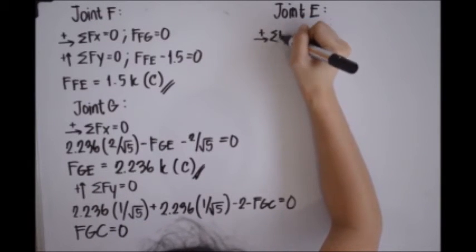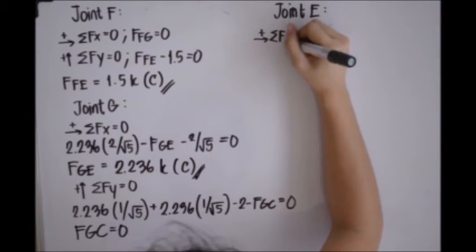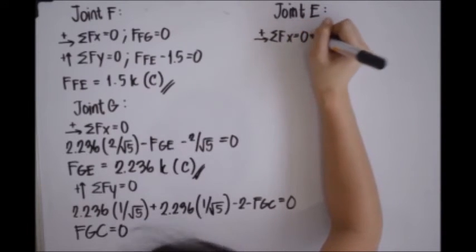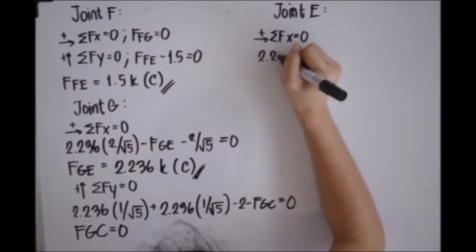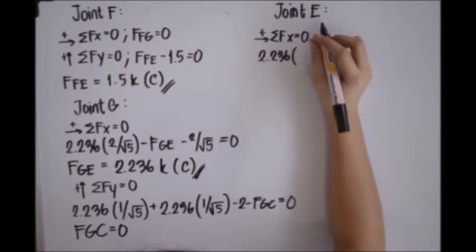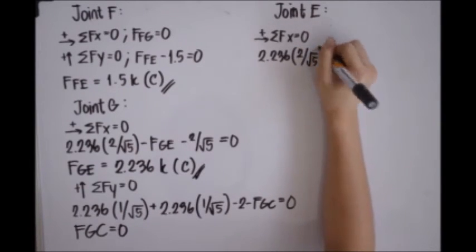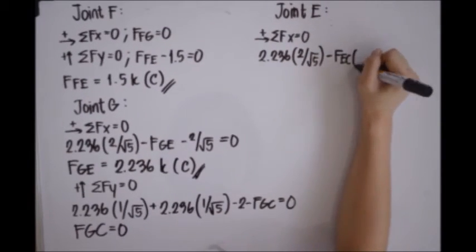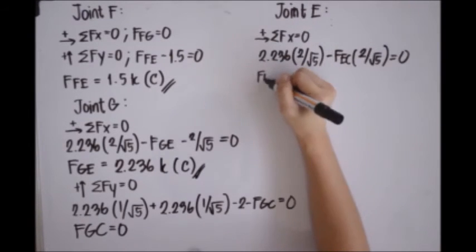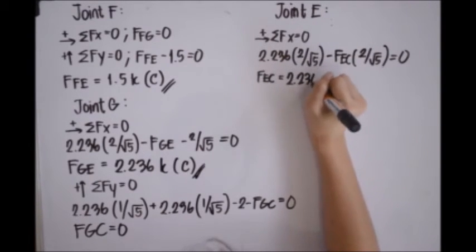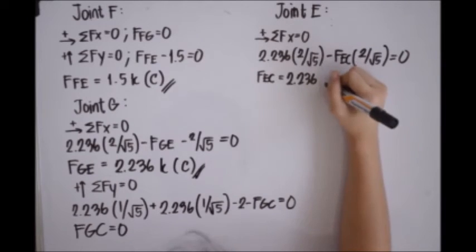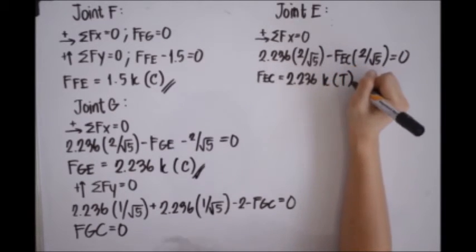Then, isolate naman natin yung joint E. So, summation F of x will be 0. So, 2.236 times 2 over square root of 5 minus F of EC times 2 over square root of 5 will be 0. So, F of EC is equal to 2.236 kN, which is in tension.